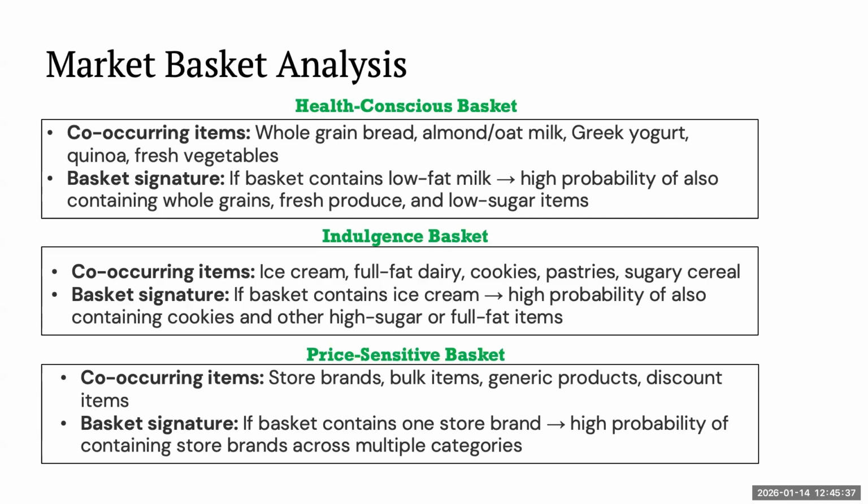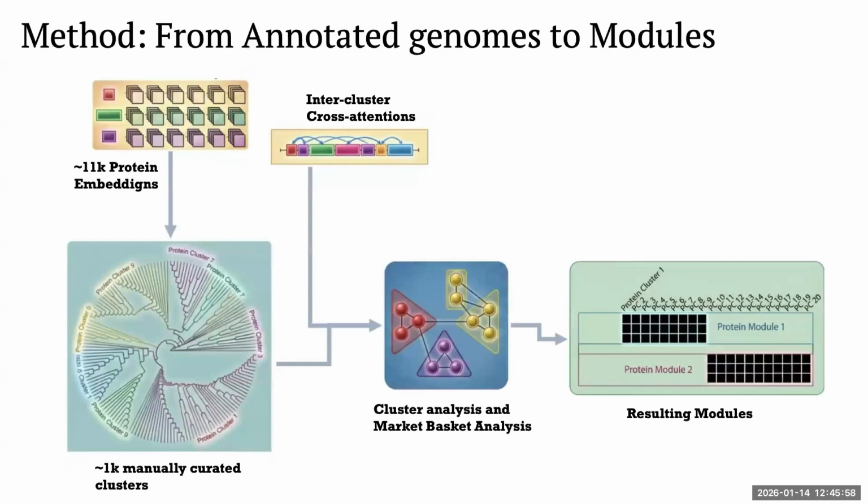So what we set out to do is try to find these items that co-occur together in every single virus. We have a bunch of viruses, right? Every single genome is a receipt. Every single protein is a product. And we want to find what products co-occur together, right? And essentially what we did is to build this framework.